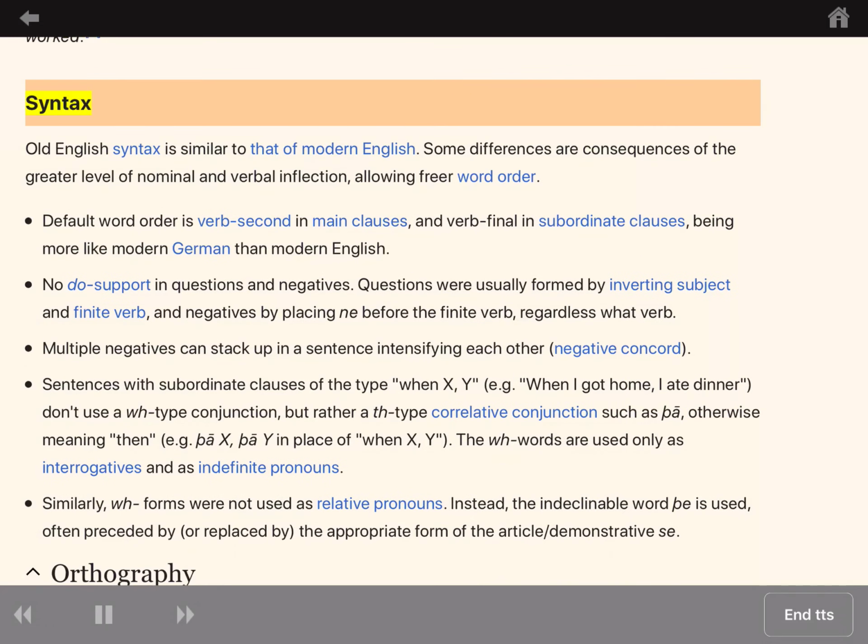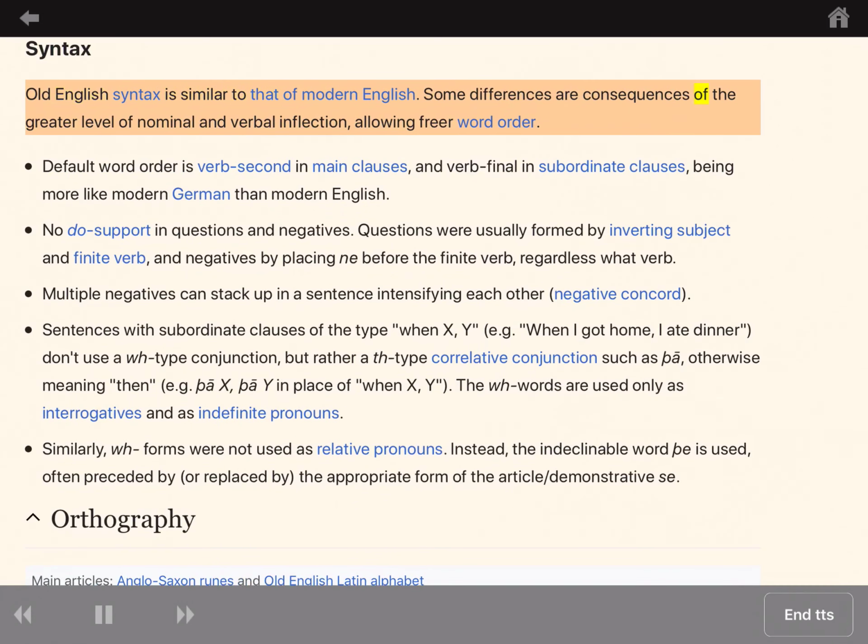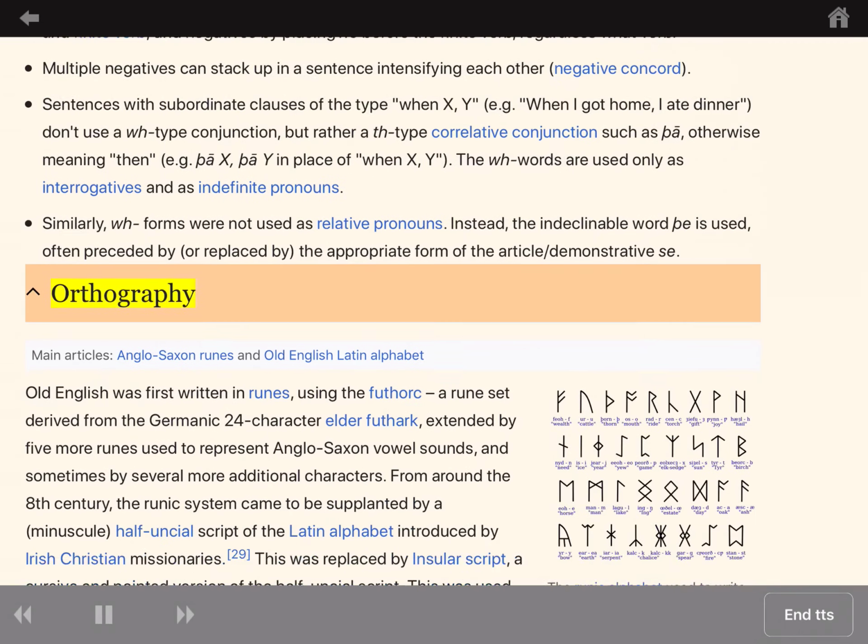Syntax. Old English syntax is similar to that of modern English. Some differences are consequences of the greater level of nominal and verbal inflection, allowing freer word order. Orthography.